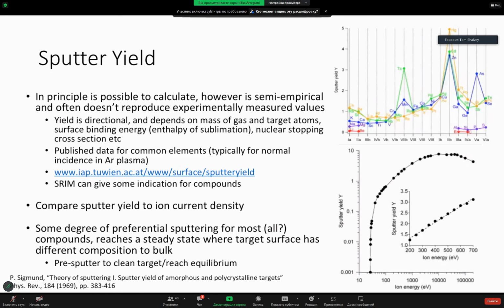But it also means it's probably a good idea to do some sort of pre-sputtering of your target surface before you start your main deposition. So if you just leave the shutter closed on your target, put the power through, and clean the surface, you'll reach an equilibrium, and then you can start opening and do your main deposition, and that will give you a more reproducible process. So could you go to the next slide, Lisa?